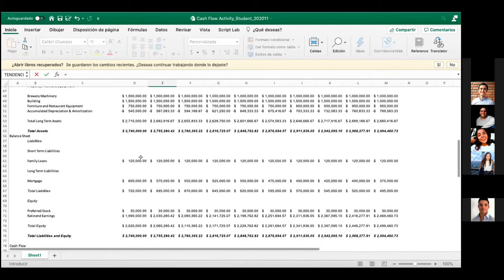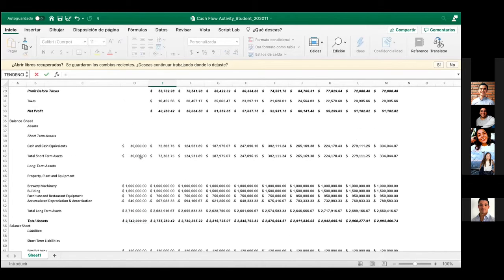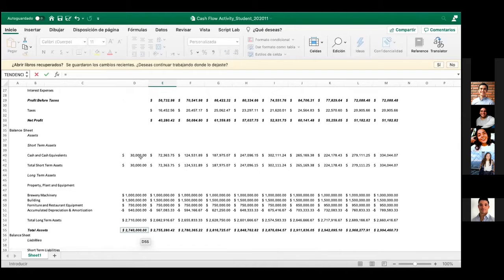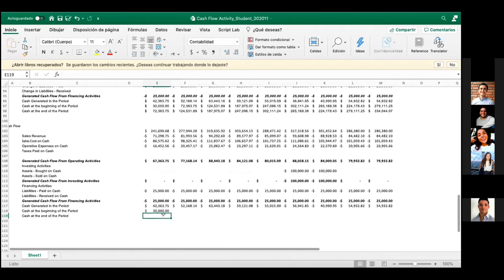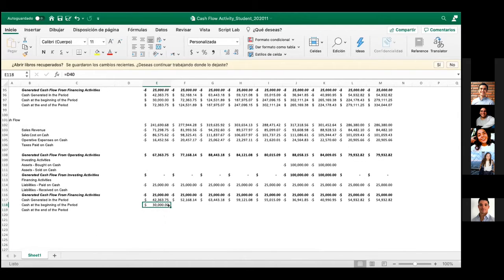So go up to the cash balance, and the previous balance is... Oh, how can I see it? Cash and cash equivalents. Oh, okay. That's your previous balance, yes. And then you just add those two. In the last one, just drag it to the right, and you should have the same result here as you did in the last one.